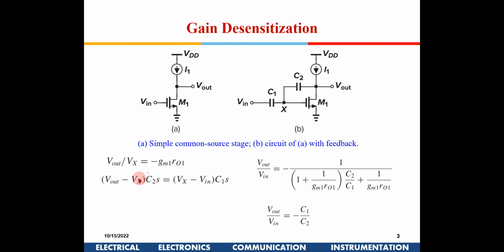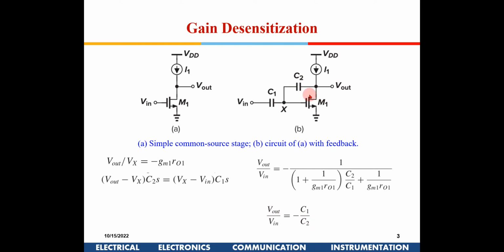So now if I substitute from these two equations and remove the value of Vx, and write just in terms of Vout and Vin, this is the equation which I will get for the gain. If I consider that gm R0 is a big number, then 1 by gm R0 will be a negligible number. So the gain can be approximated by C1 by C2.